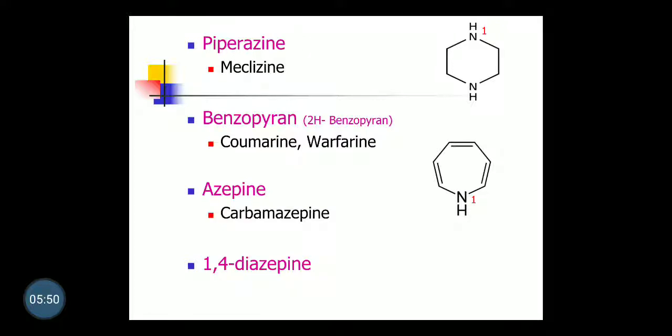So we'll split it: 1,4 is the position of nitrogen. Diaza stands for 2 nitrogens, and epine stands for a 7-membered ring. So basically it's a 7-membered ring having 3 double bonds, and diaza stands for 2 nitrogens, and the position of nitrogen is 1 and 4. So you can see that this ring is actually a diazepine, and particularly the 1,4-diazepine, because the relative position of nitrogen is 1 and 4.